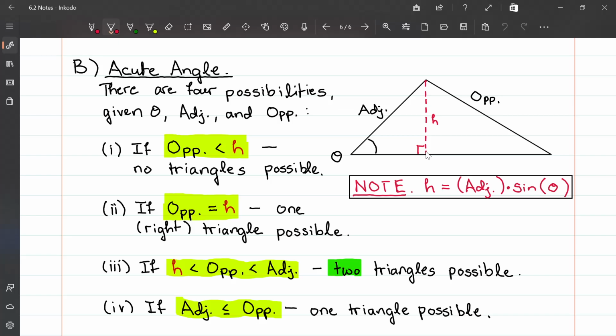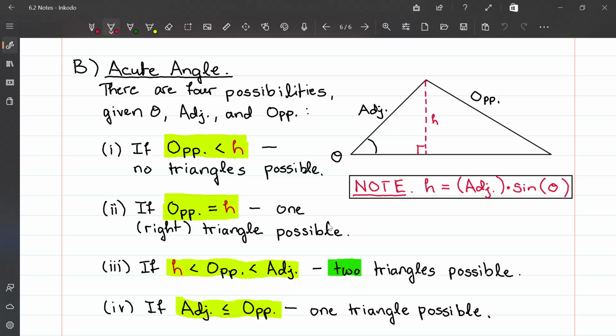Things get a little bit weird in the third case for acute angles. If I calculate h and I find that the length of the side opposite theta is longer than h, so it's longer than the absolute minimum it takes to go from the top vertex to the base, but it's shorter than the length of the side adjacent, there are two triangles possible, which is a little bit bizarre. In just a second, we'll see another animation that kind of helps you make sense of it physically.